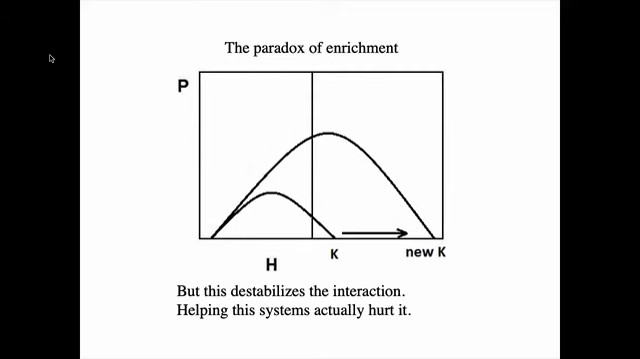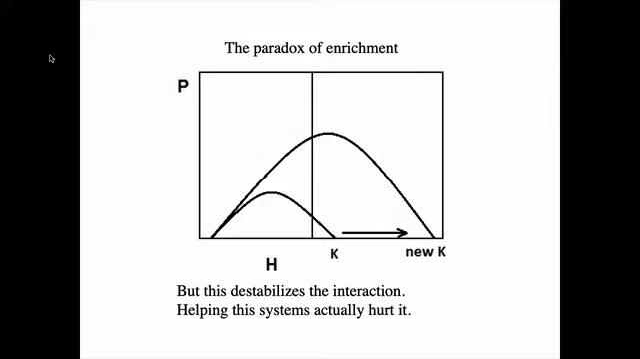Here's the original interaction. That is what? Stable or unstable? What about this one? It's now kind of unstable. Once again, that selection on prey to be more efficient at growing their population destabilizes that interaction.